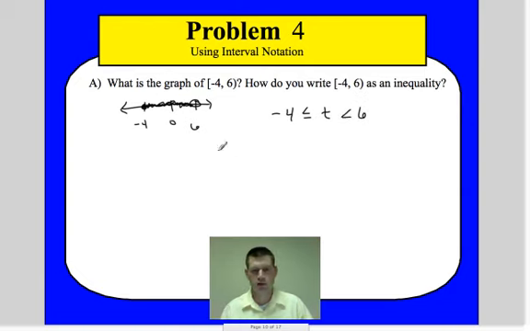So what this is saying is what's over here. -4 including, 6 not including, everything in between. So these three statements all really mean the exact same thing. So these are different ways you can write it.